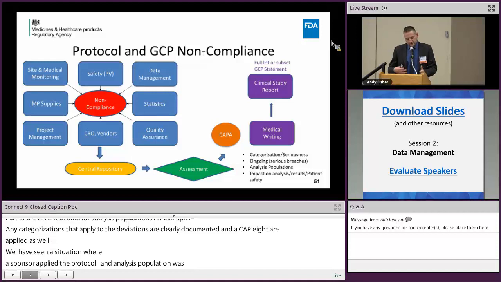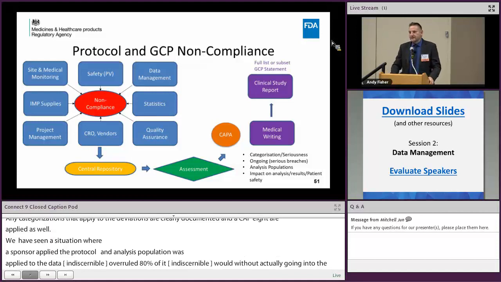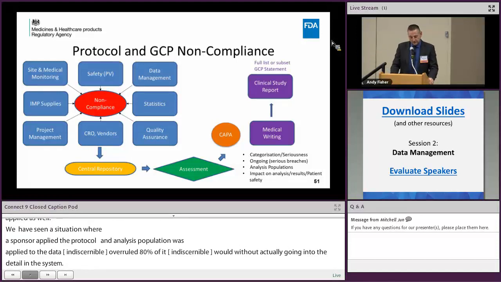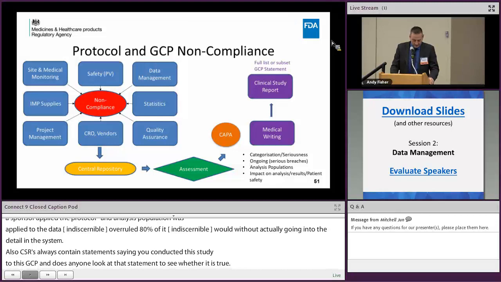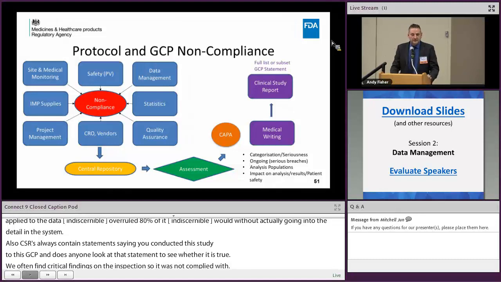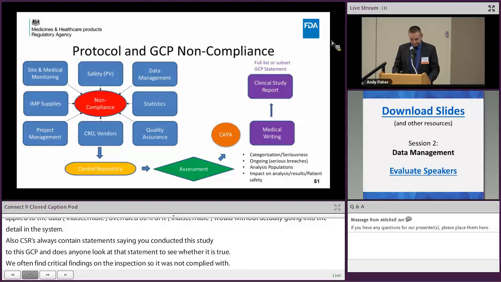Also, CSRs always contain a statement saying you conducted the study to ICH GCP. Does anybody ever look at that statement to see whether it's true? We often find critical findings on inspection. So it wasn't complied with, but did you know that? Did you know the issues? Did anybody qualify that statement, that it actually was a problem?